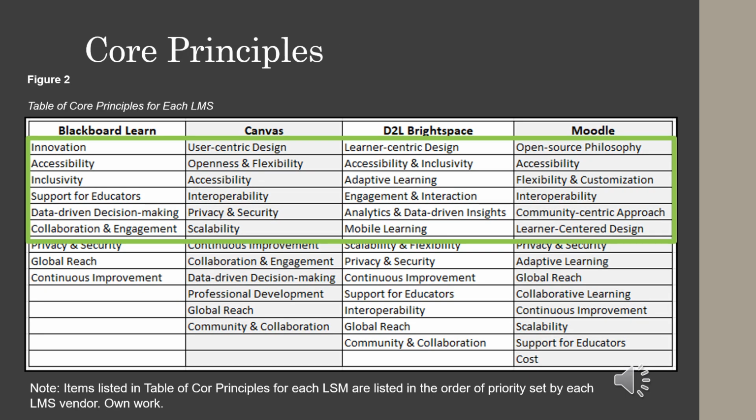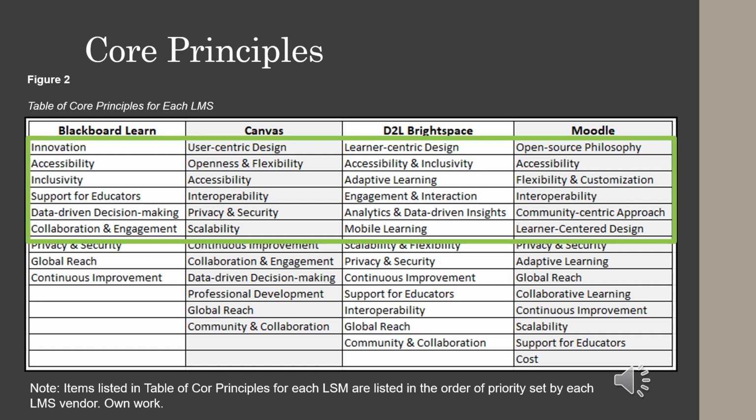Core principles. This is a table of the core principles for each learning management system reviewed. Each LMS is founded and developed around core principles. These principles may be a determining factor in the educational institution's decision in selecting an LMS if they find they like several different systems. The principles are displayed in the order of priority in which the LMS listed them. This table informs us as to the way the company prioritizes their core principles.